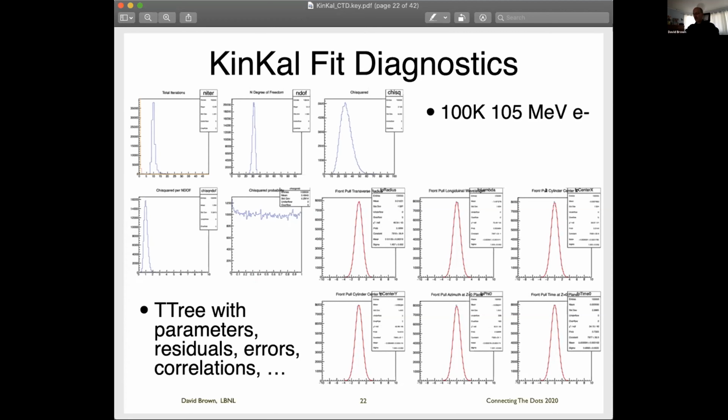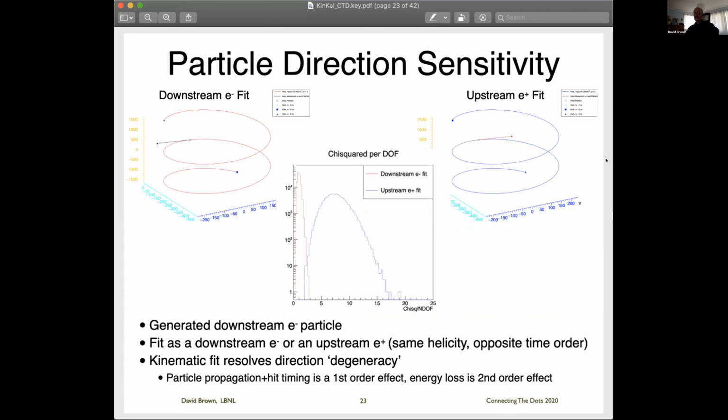So to get to the meat, I mentioned position sensitivity. A geometric fit can't really tell the difference between a downstream electron and an upstream going positron. The only difference is the hit ordering. In our experiment, it's not explicit, but by making the kinematic fit where the timing of the hits is explicit, we can actually separate these two. So if I fit this downstream going electron as an upstream going positron, the fit criteria, the chi-squared per degree of freedom in this case, is distinguishable, allows us to resolve this degeneracy and thereby reject backgrounds.